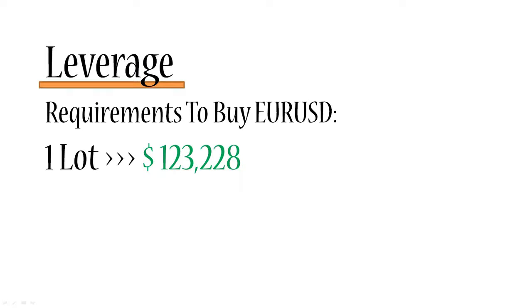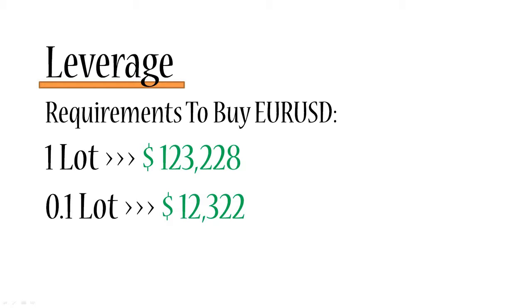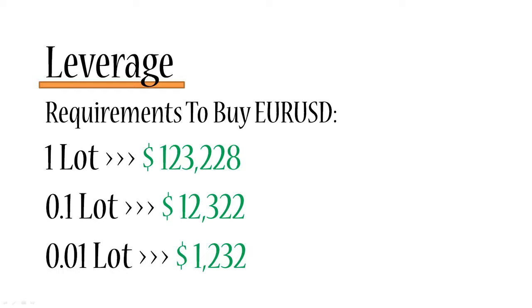So, leverage. As we discussed, in order to buy or sell 1 lot of EUR/USD, you need 123,228 American dollars on your account, which is a lot of money. But even in order to trade with 0.1 lots, you need 12,000 American dollars. And in order to conduct the smallest transaction possible, a micro lot, 0.01 lots, you still need $1,200 on your account, which is a lot of money.